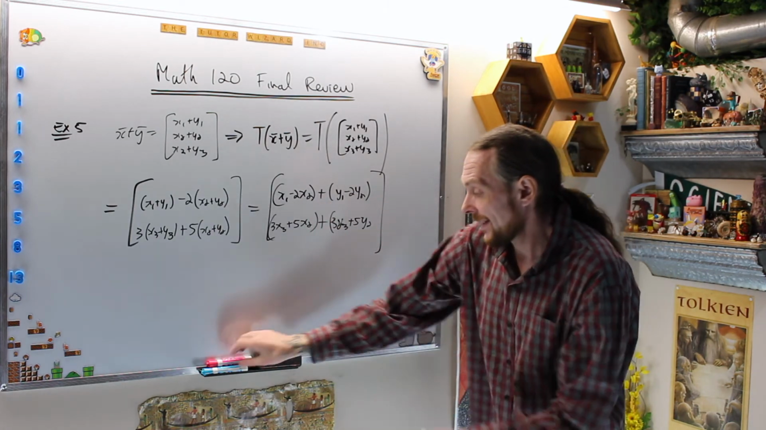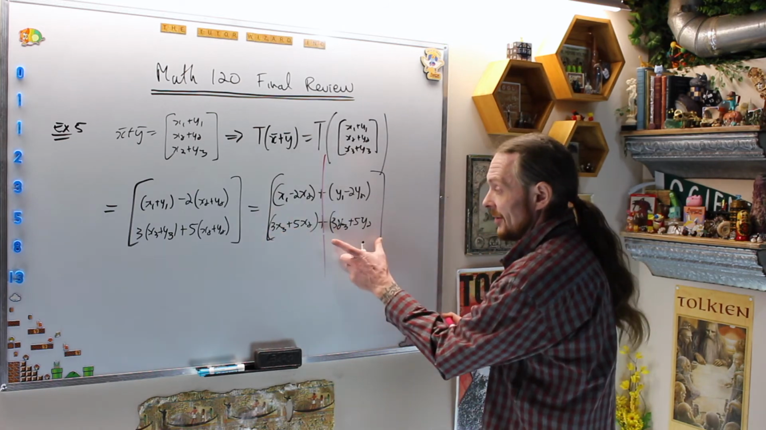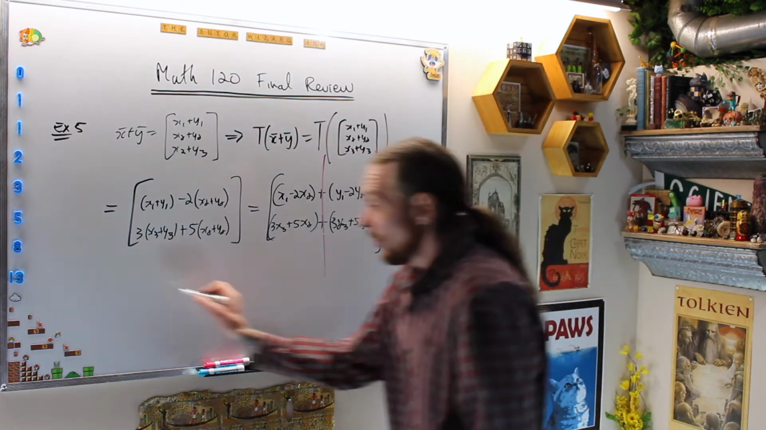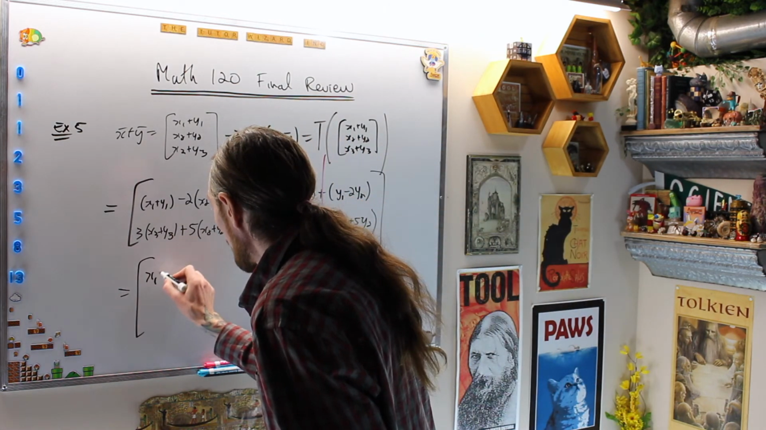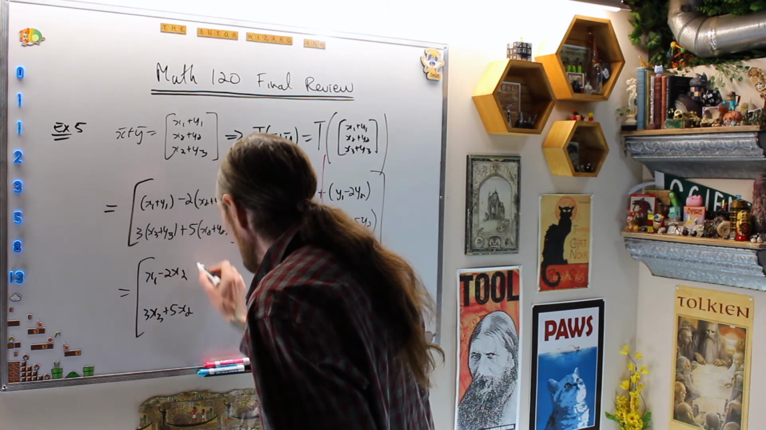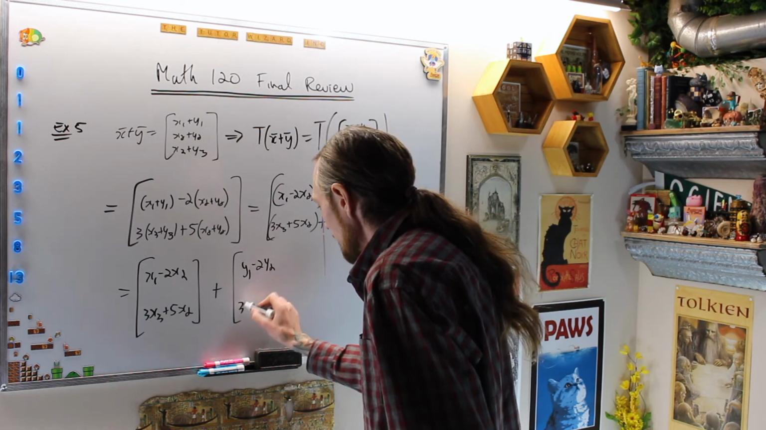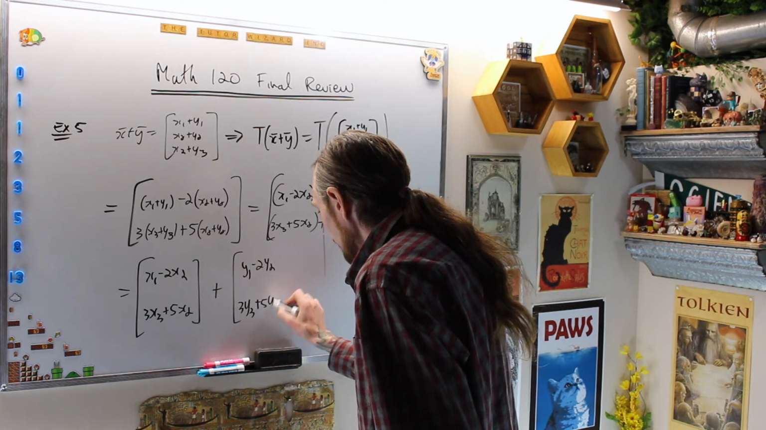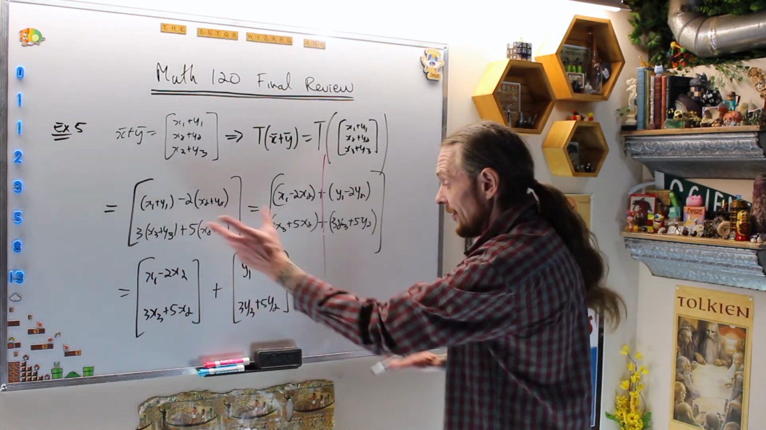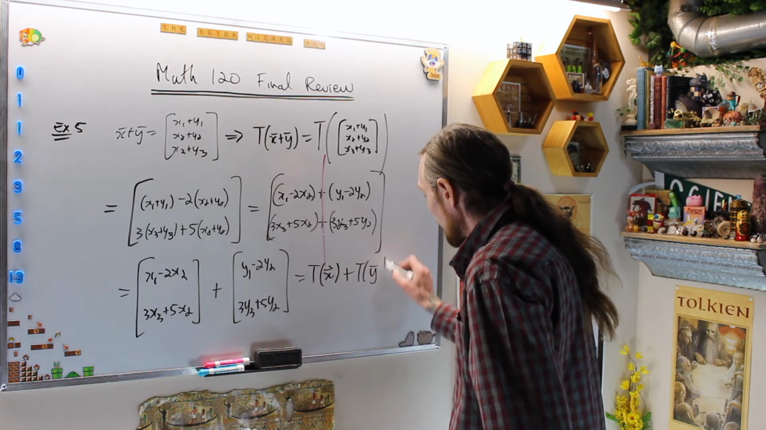Now I see that that is the sum of the two vectors. This one plus this one. He's missing a bracket. So that equals x1 minus 2x2, 3x3 plus 5x2 plus y1 minus 2y2, 3y3 plus 5y2, which is what? This is T of x, and this is T of y. This is T of x plus T of y.